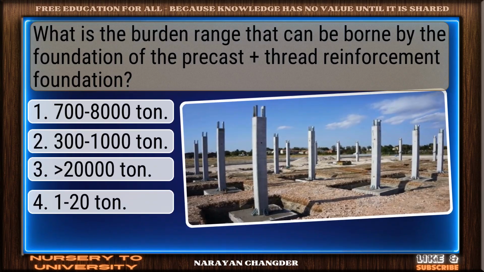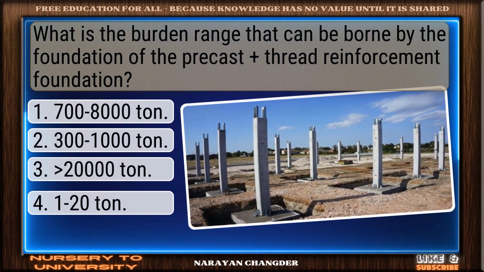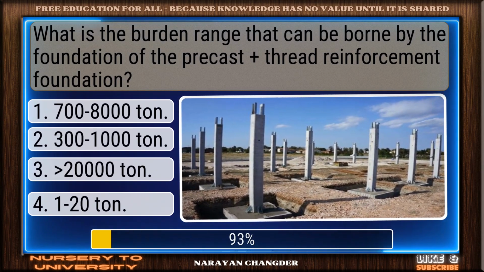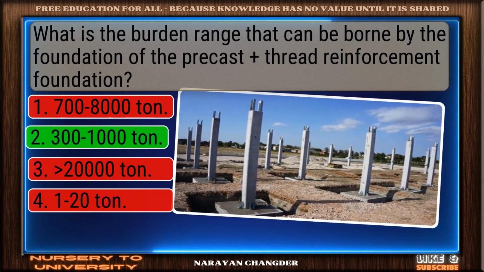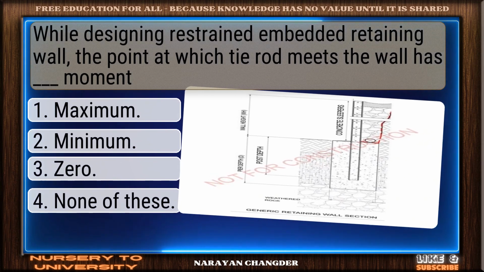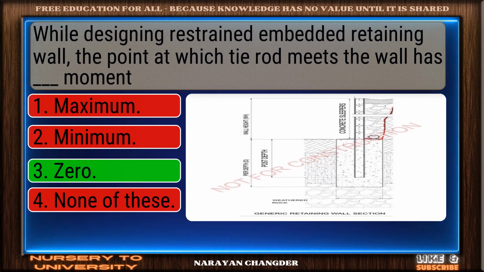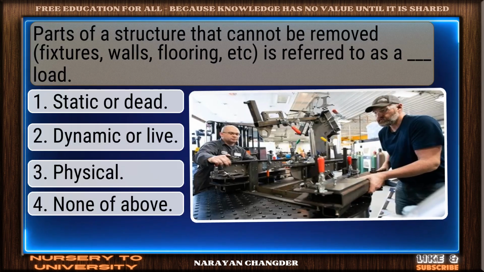What is the burden range that can be borne by the foundation of the precast plus thread reinforcement foundation? Smart move. 301,000 ton is an accurate answer. While designing restrained embedded retaining wall, the point at which tie rod meets the wall has dash moment. Strong choice. 0 is the right answer.